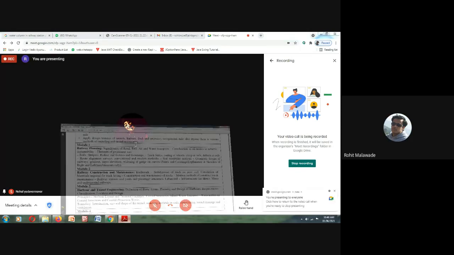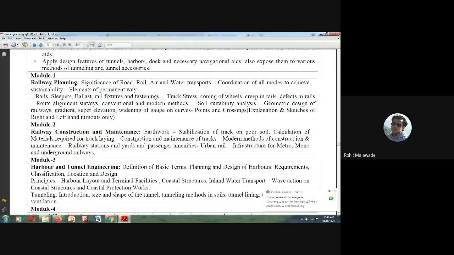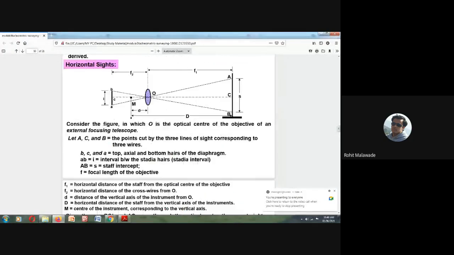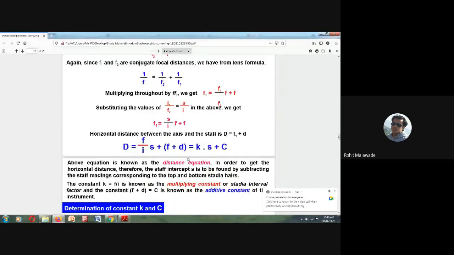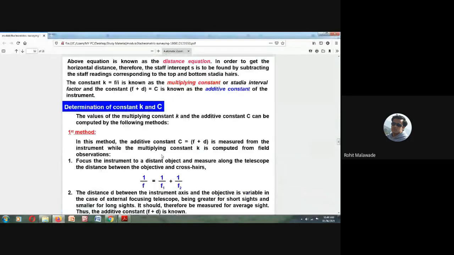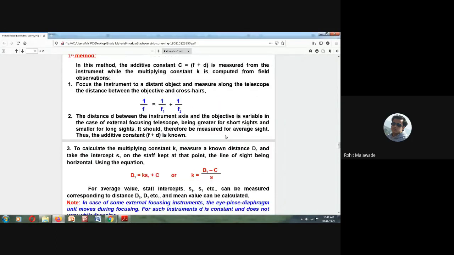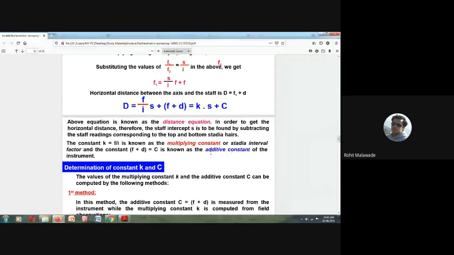Okay. So the first formula that we will be using is D = Ks + C. That is the formula we are going to utilize. If you want to measure a distance, we will be using D = Ks + C, where K is the multiplying constant and C is the additive constant.